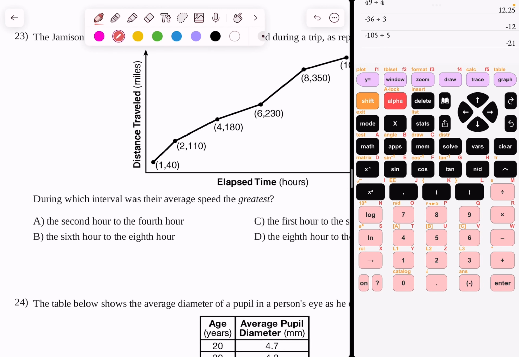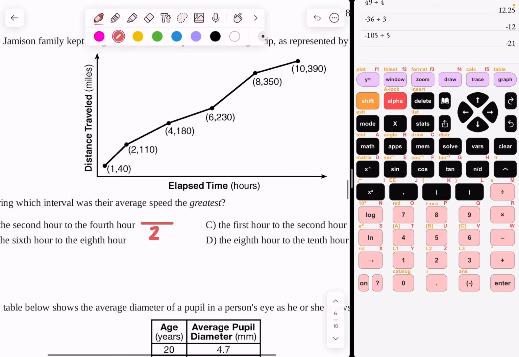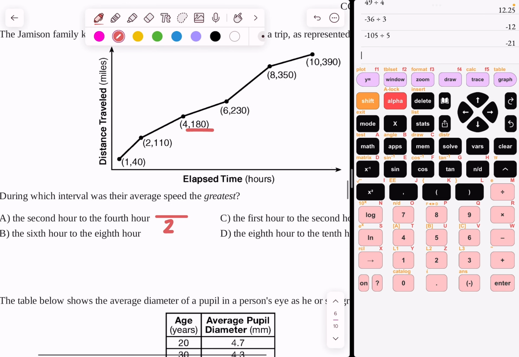This is kind of like doing slope, where you're doing the second hour minus the fourth hour, which means it changed by 2 hours, and how much did the distance change? From the second hour to the fourth hour, we went from 110 to 180. That's 70. And 70 divided by 2 is 35. Let's see the next one.